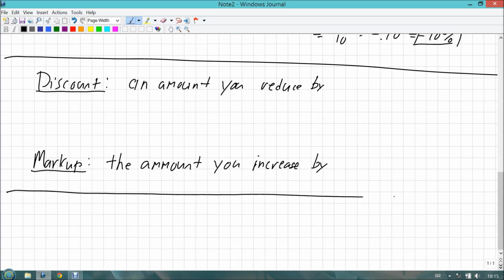All right, so we have discount, we have markup, we have percent increase, we have percent decrease. We know what this beautiful little symbol means, right? This is the Greek letter delta, and it means change.